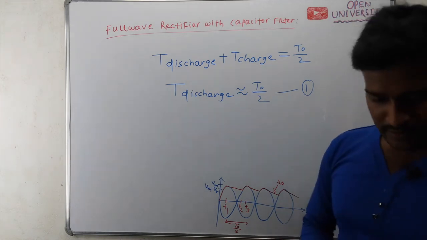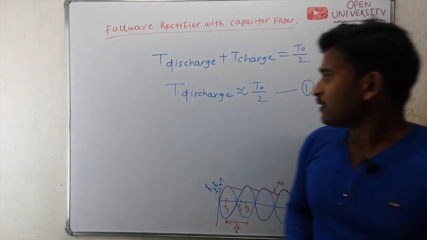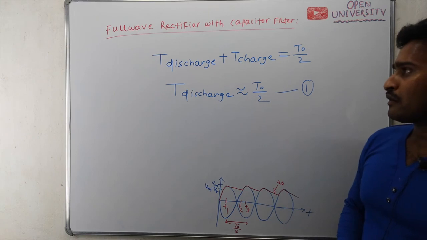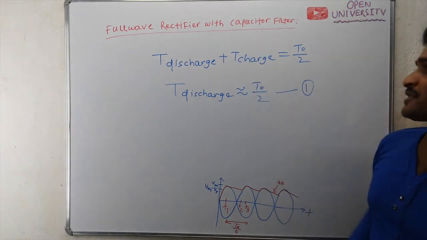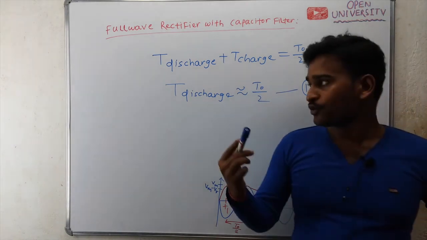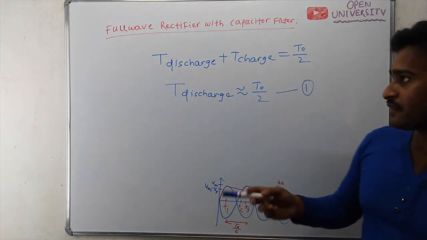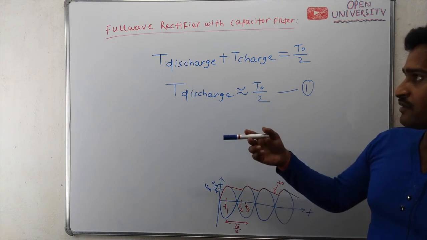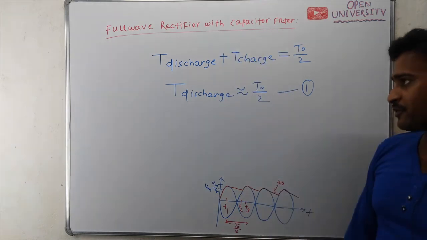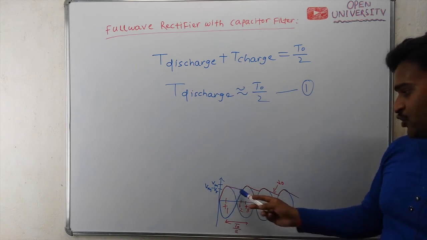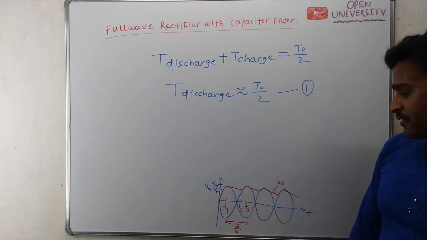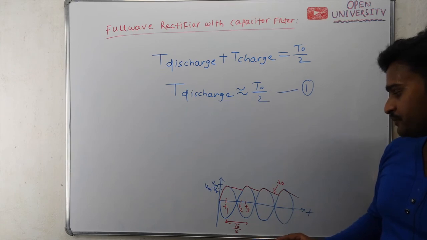Here I have discussed the operation of the full wave rectifier with capacitor filter. In the next video, we will be analyzing some formulas of this full wave rectifier with capacitor filter, like the peak to peak ripple voltage, ripple factor, DC output voltage, and angle of conduction.